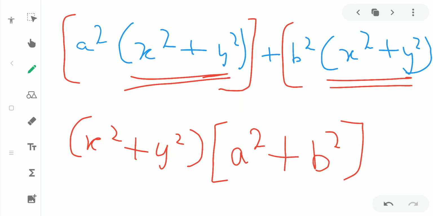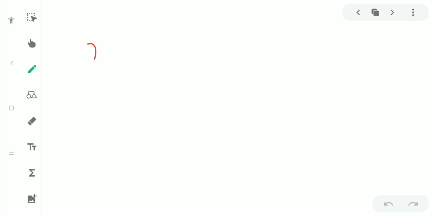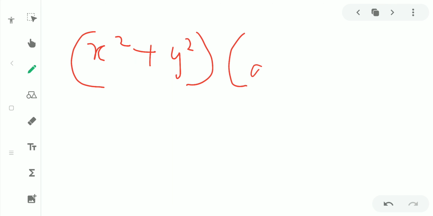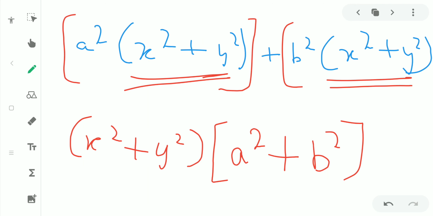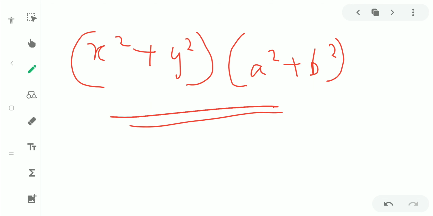So this is our final answer, that is (x square plus y square) into (a square plus b square). This is our final answer.